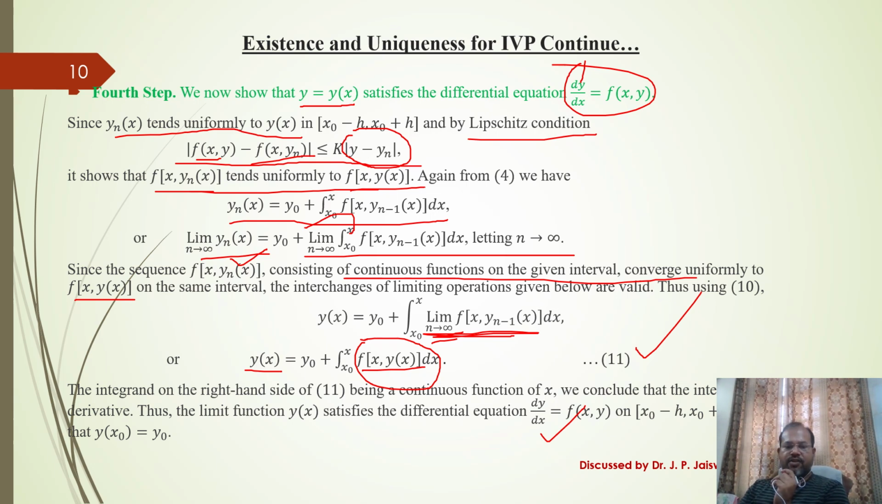And for the initial condition, if you put x equal to x0 on both sides, it becomes y(x0) equals y0 plus the integral from x0 to x0. In the definite integral both limits are the same, so the value is 0, so y(x0) is equal to y0. So equation 11 is equivalent to the given initial value problem. So we have shown that the sequence of approximations generated by Picard iteration converges to the solution.